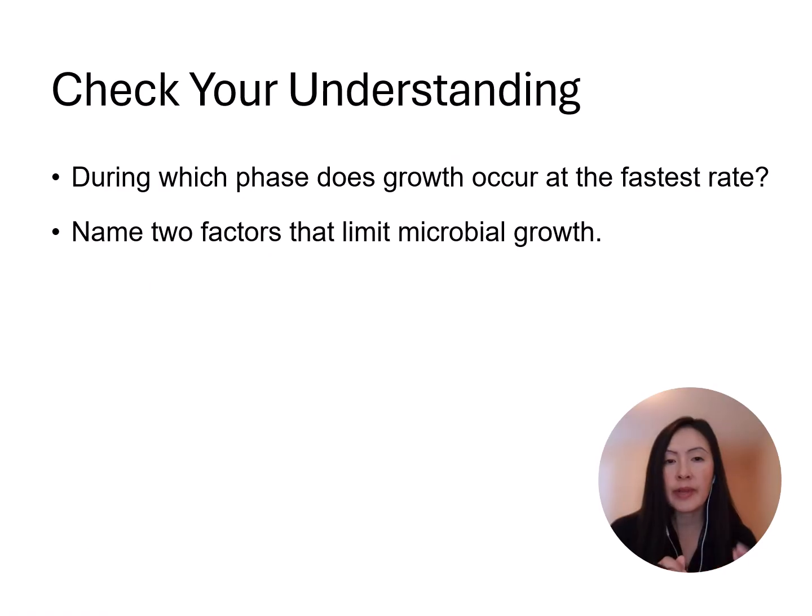So we saw the phase that growth occurs at the fastest rate was the log phase or exponential phase. And then the second one, 2 factors that can limit microbial growth. One could be nutrient depletion. We ran out of nutrients, so the cells can't divide. Or another could be waste accumulation, right? Toxic waste accumulation. Sometimes oxygen limitations can also contribute to limiting growth.